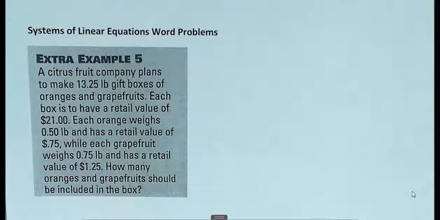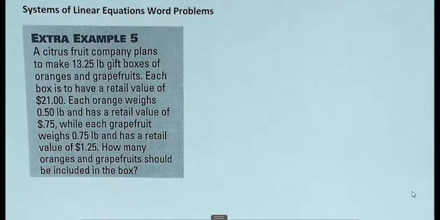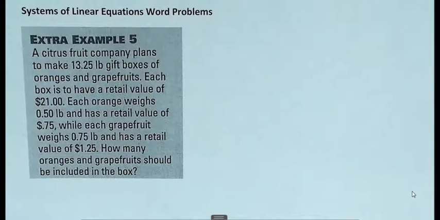Now, linear systems are used all the time in the real world, and they're used a lot in business, trying to figure out ways to maximize profit and minimize costs. So we're going to, of course, do some word problems where we could see an application. We have this example that I copied out of my teacher edition. That's why it's called Extra Example 5. We're going to go ahead and work on this.